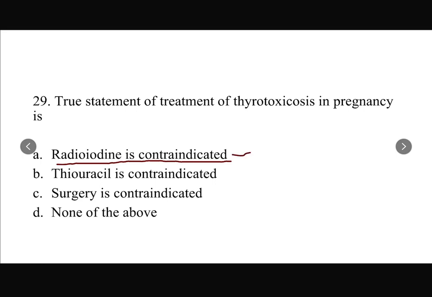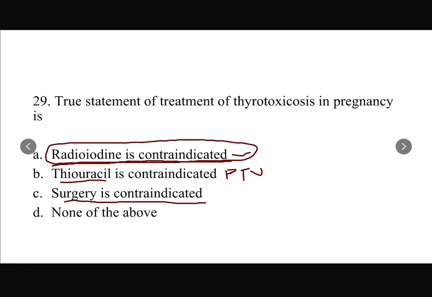Thiouracil is contraindicated, no, because PTU is the drug of choice for thyrotoxicosis in pregnancy in the first trimester. And surgery is contraindicated, no. Surgery, when the antithyroid medications are not able to control the patient's symptoms, so during the second trimester the patient can undergo surgery, and it is the best option for thyrotoxicosis. So radioiodine is contraindicated. Since this is a correct statement, that is the answer.